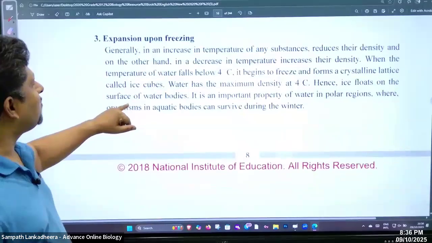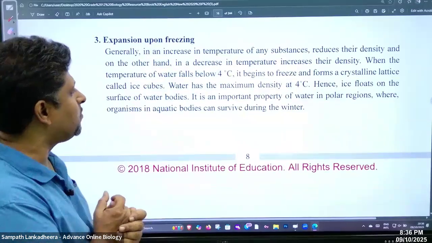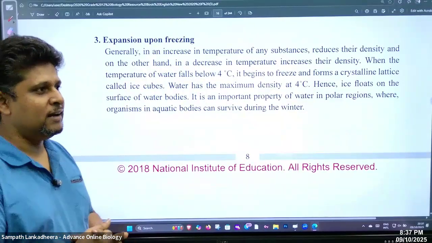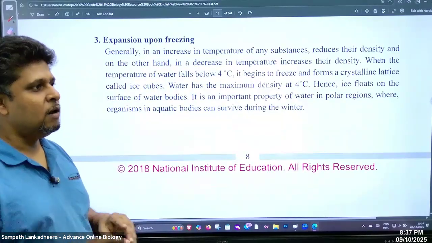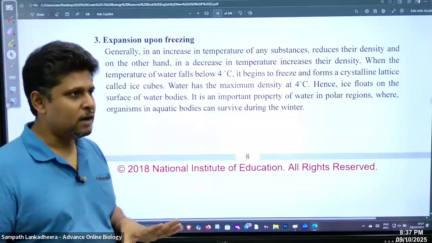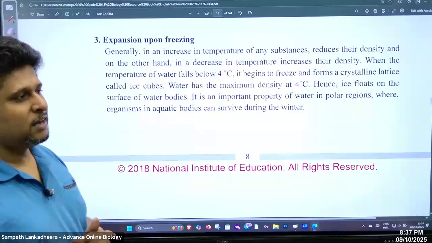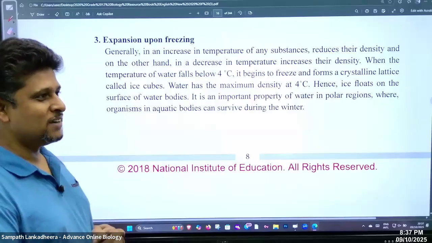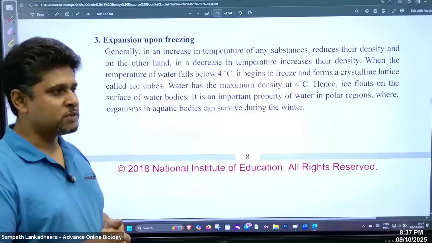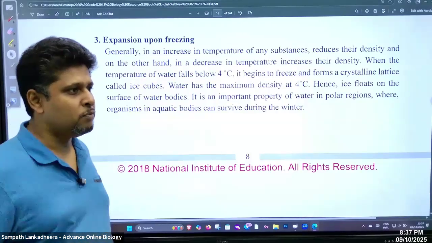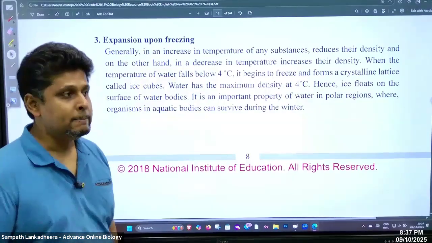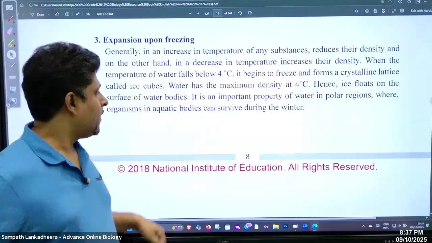And then expansion upon freezing. Generally, an increase in temperature of any substance reduces the density, and on the other hand, a decrease in temperature increases the density. When the temperature of water falls below 4 degrees Celsius, it begins to freeze and forms a crystalline lattice called ice cubes. Water has maximum density at 4 degrees Celsius, hence ice floats on the surface of water bodies. It is an important property of water in polar regions, where organisms in aquatic bodies can survive during the winter, right? Okay, so that's it.